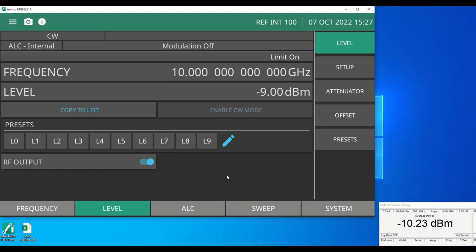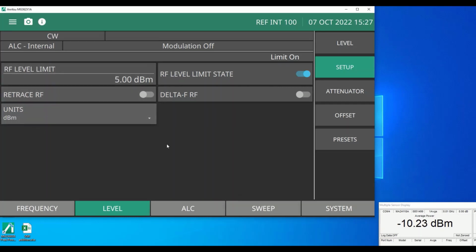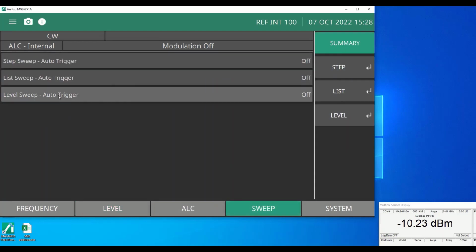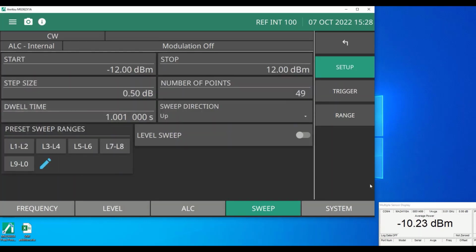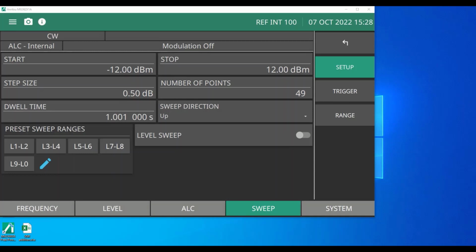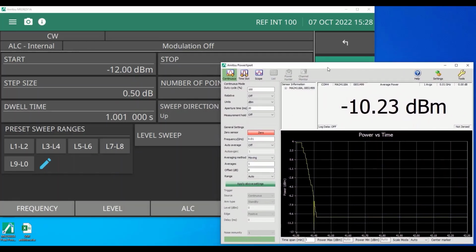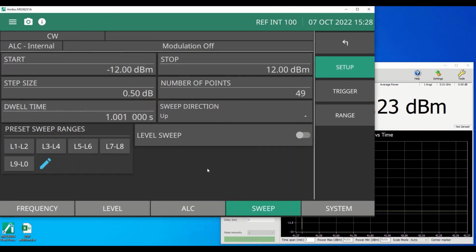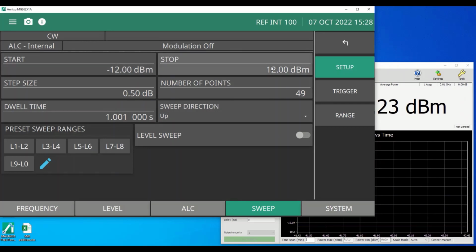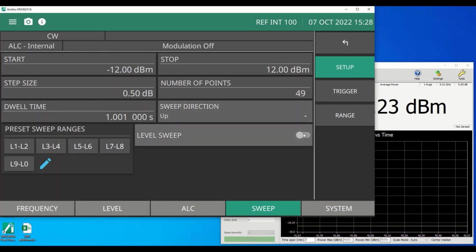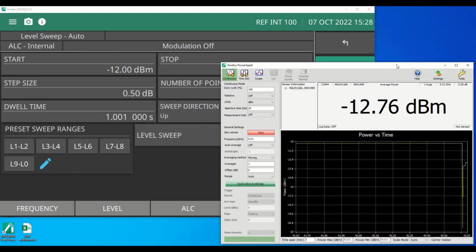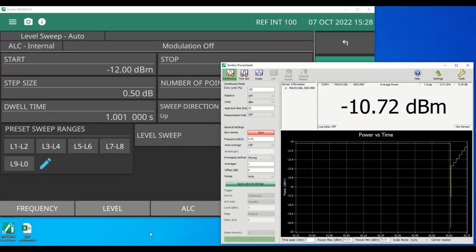Now, another useful feature, I would say, is that this limit that you have set, this 5 dBm limit, applies even when you are doing a power sweep. So let's do a power sweep and see how that works. Now what I'm going to do is take this numerical display off, and I'm going to show you a graphical display so that you can see the sweep happening. And now let's enable a sweep. So let's say we sweep from minus 12 dBm to plus 12 dBm, and see if the output level gets clipped to that plus 5 dBm limit that we have set.